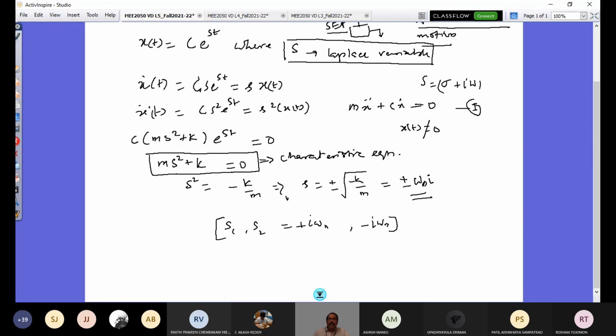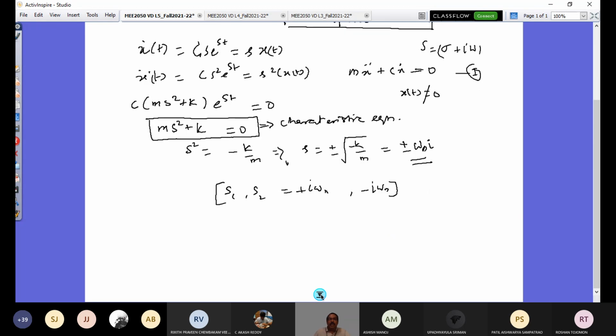So what is my general solution? The general solution can now be expressed as x of t equals C1 e raised to s1 t, that is i omega n t, plus C2 e raised to minus i omega n t. So this is going to be my general solution.